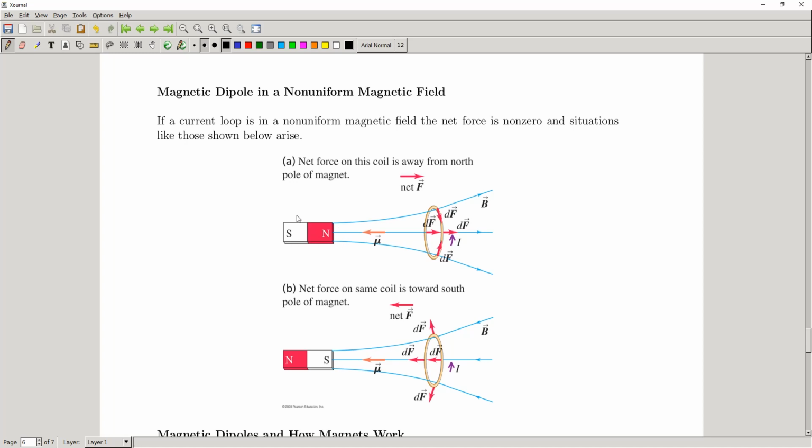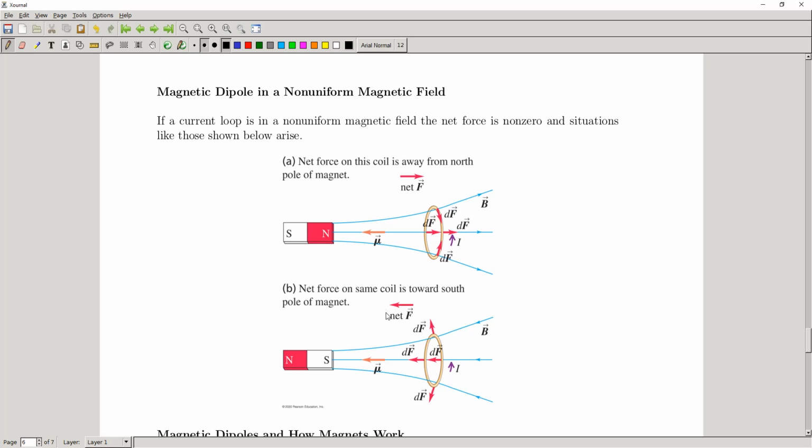If we do the same thing, but now we flip the magnet around and we have the south pole, well, all of our magnetic field lines change direction, and so we're doing the exact opposite thing, and we end up picking up a net force to the left here.